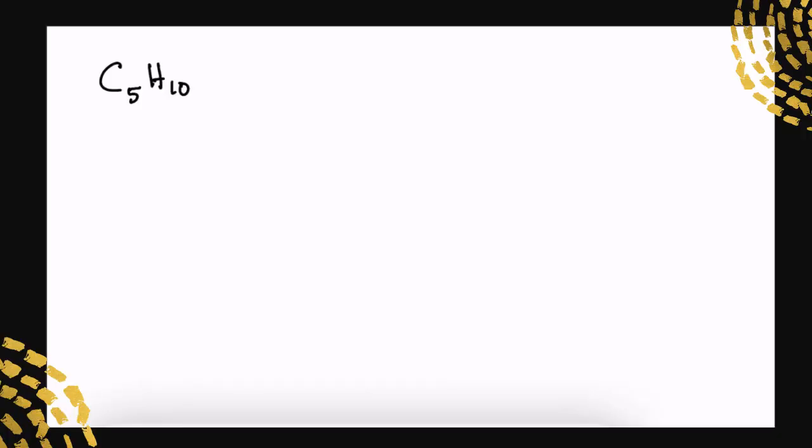So in this video we still discuss the constitutional isomers, but the molecular formula is C5H10. In this molecule it only contains carbon and hydrogen. If we only have carbon and hydrogen, we have two possible compounds. It can be alkane or alkene.